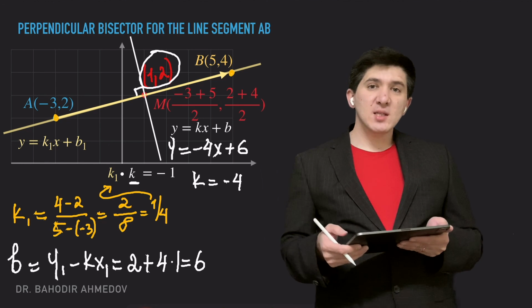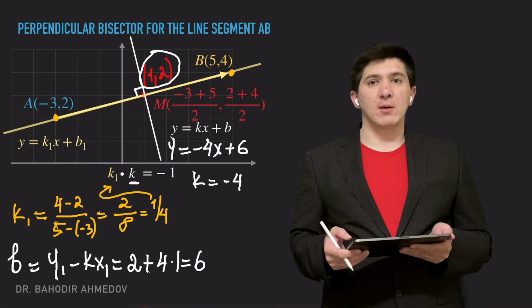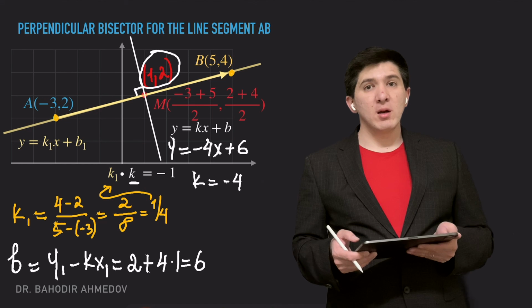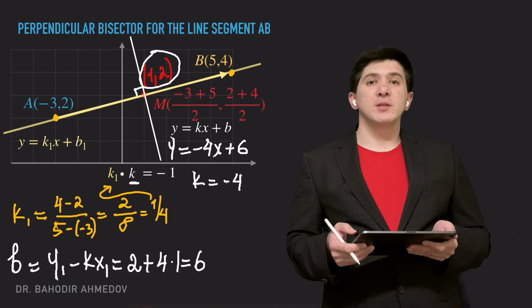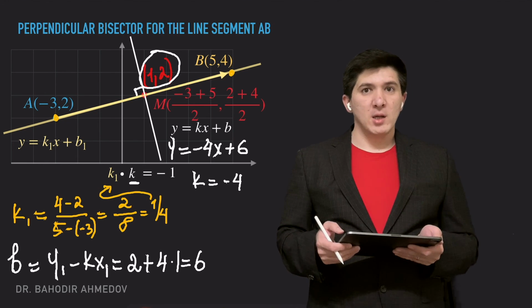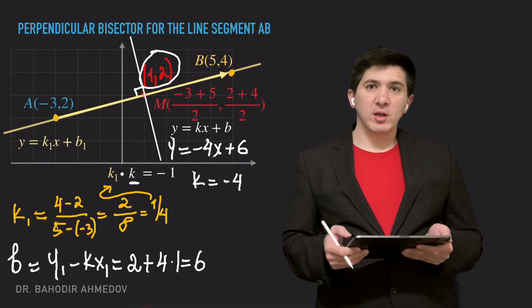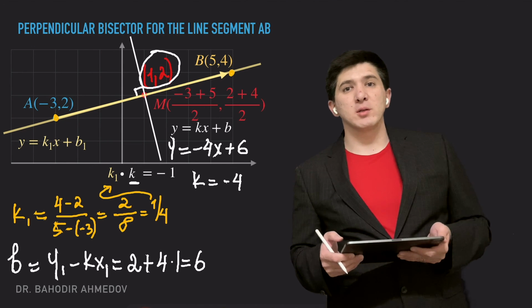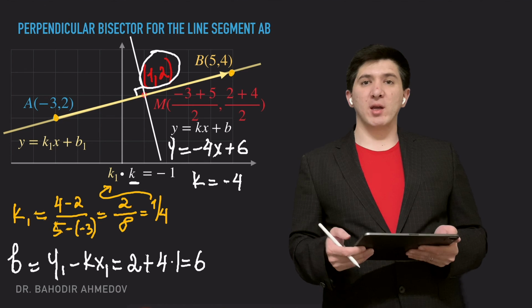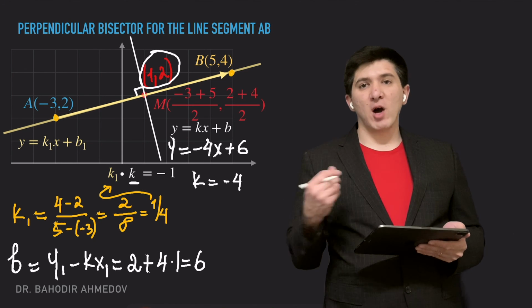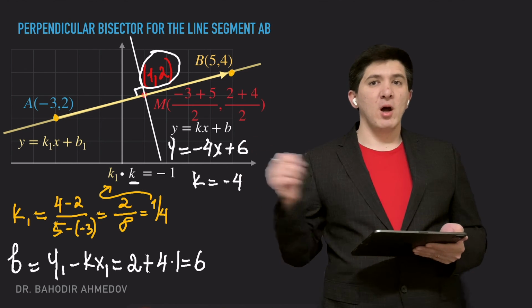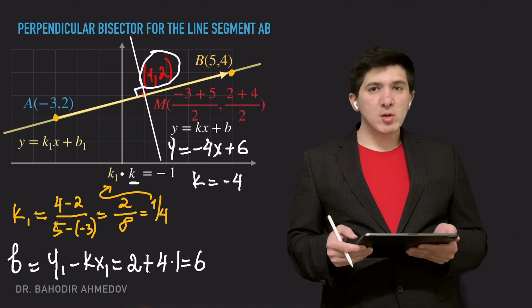Okay? So this is how, for example, we can find the equation of a bisector which is perpendicular to our line segment. I hope that this lecture was useful for you. In our next video lectures, we're going to talk about the other parametric equations. I hope that you've got this idea of the parameter in the equations. Thank you very much for your attention.